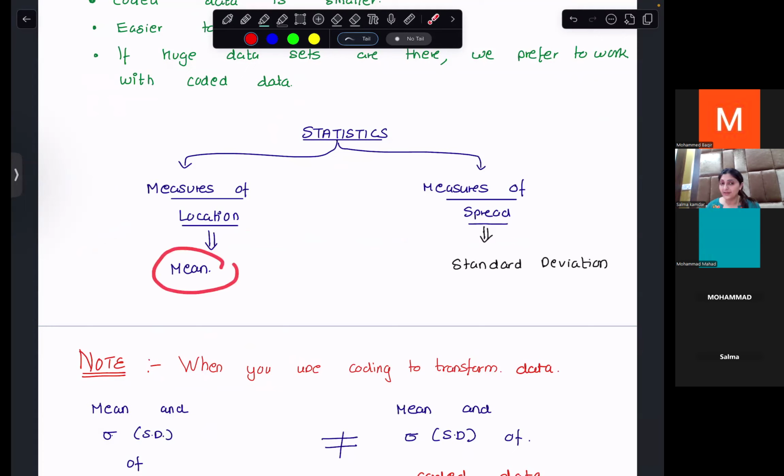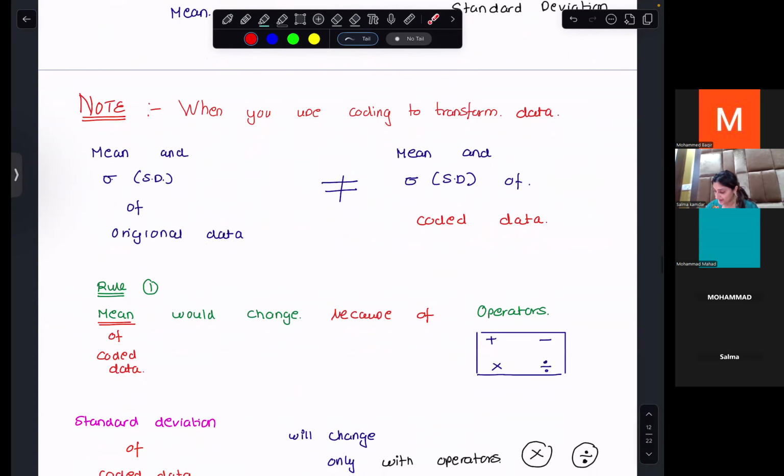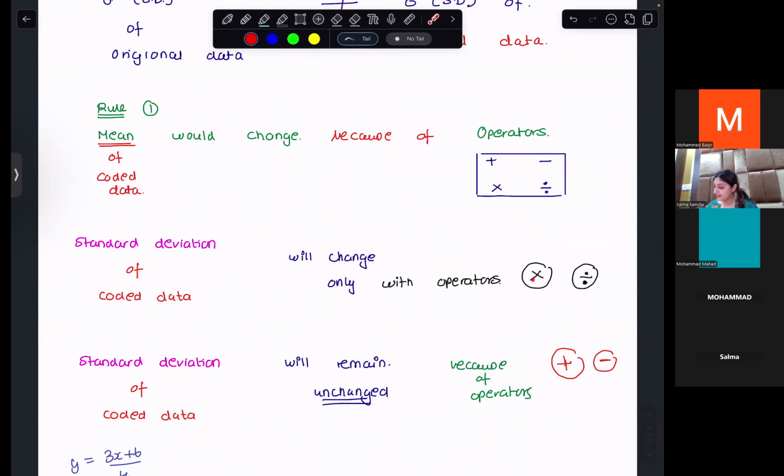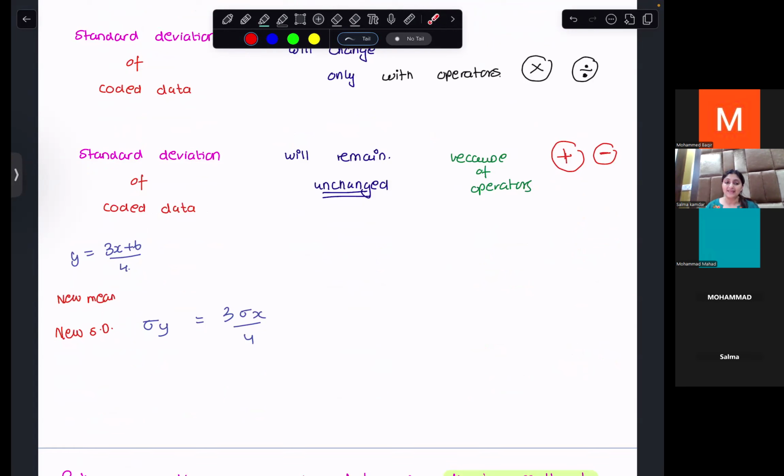Can you tell me, in your coded data, the mean will get affected by which operators? Plus, minus, multiplication, division. And in your coded data, your standard deviation will get affected by which operators? Only multiplication and division. That means the mean of the coded data will change because of plus, minus, multiplication and division, but standard deviation is only going to change because of multiplication and division. It will remain unaffected by plus and minus. Are you with me?